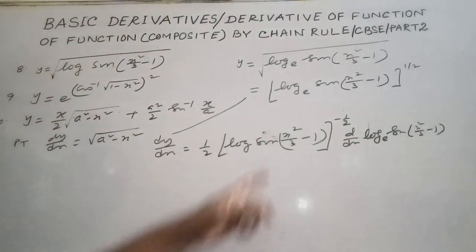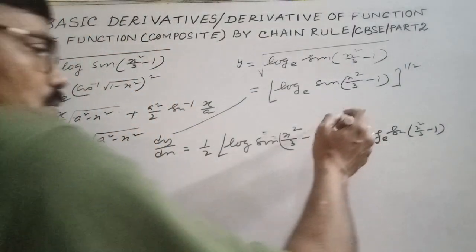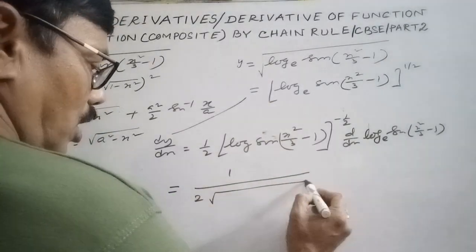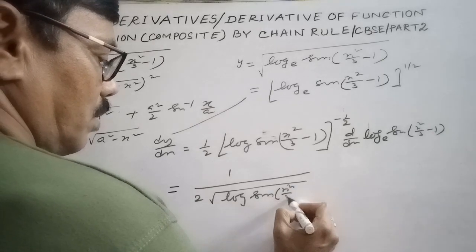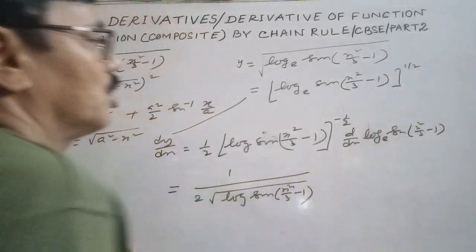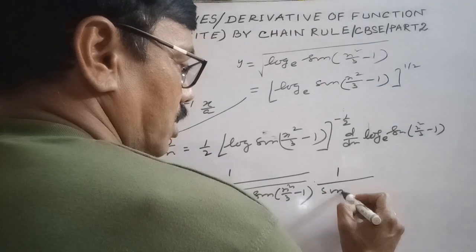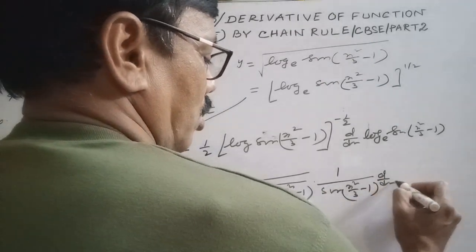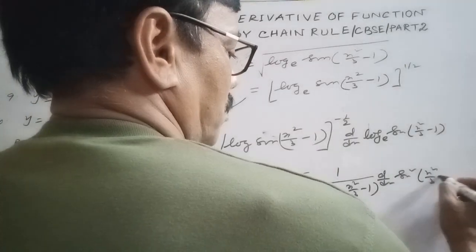This one: d/dx of the bracket thing. Now minus half means root over 2 into root over log sin x² by 3 minus 1. Now the main function is log. So what is the derivative of log? 1 by x. So 1 by sin x² by 3 into d/dx of sin x² by 3 minus 1.